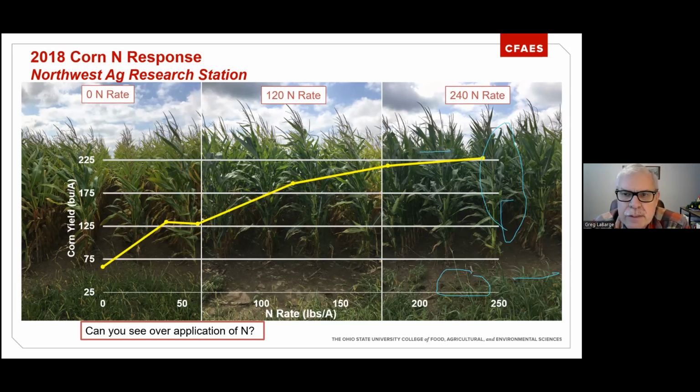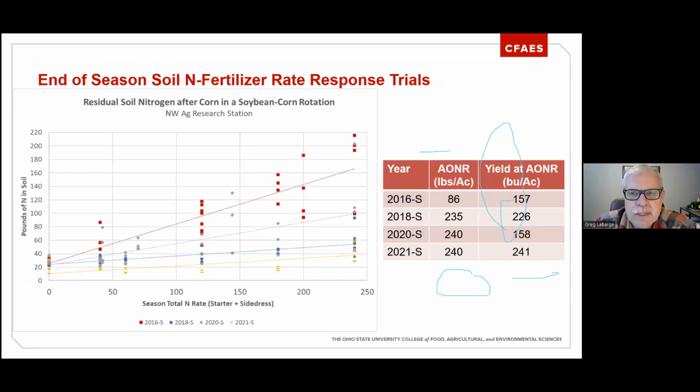We can see that we actually needed that 240 pound rate to maximize our yield, but we can also see that as we go back into that MRTN rate area of around 170 or so pounds, we are just a couple pounds shy in relationship to the yield that we're getting at 240. But once again, we do need to ask, what do we have left over at the end of the season? And that's where we've done a little bit of work here in Ohio to try and evaluate that.